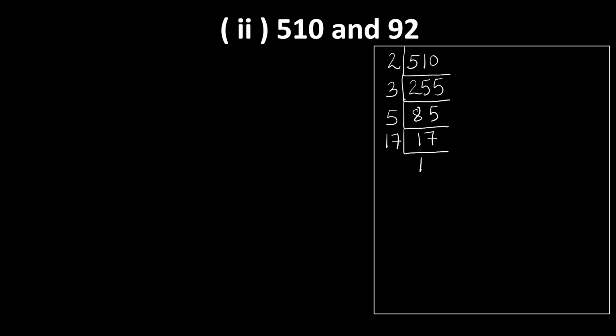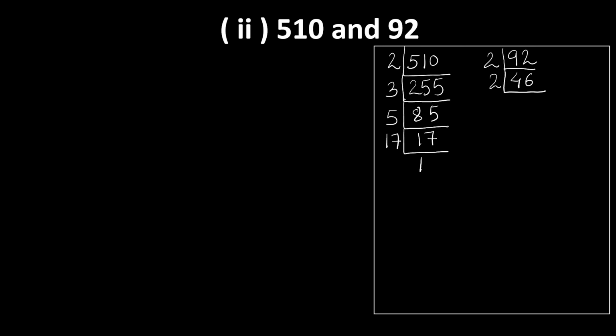Let's try to do the prime factorization of 92 now. Since 92 is an even number, we can divide it by 2. Therefore, we are going to get 46 as a quotient. And again 46 is an even number, we can divide it by 2.